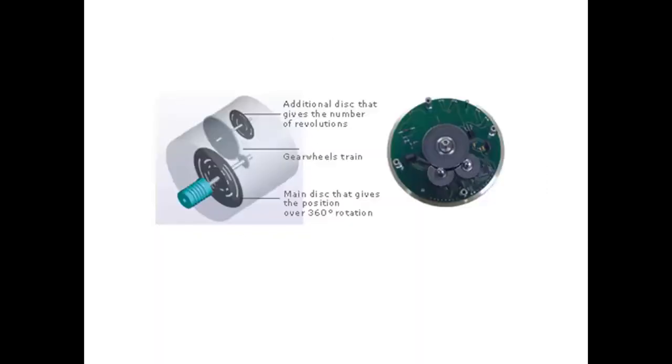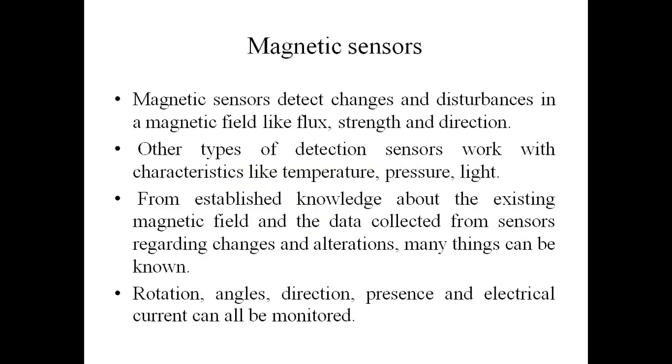We will have an additional disk that gives the number of revolutions. It consists of a gear wheel train, and we will have a main disk that gives the position over a 360 degree rotation. So this is about the absolute encoder, and this is about encoders.